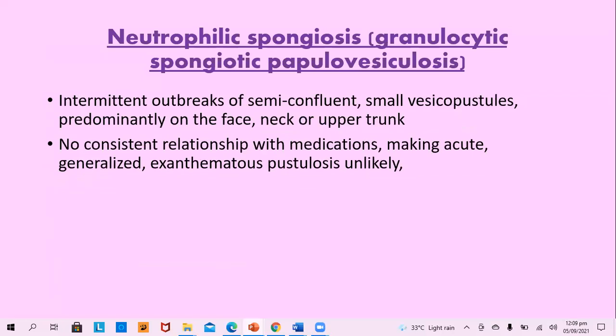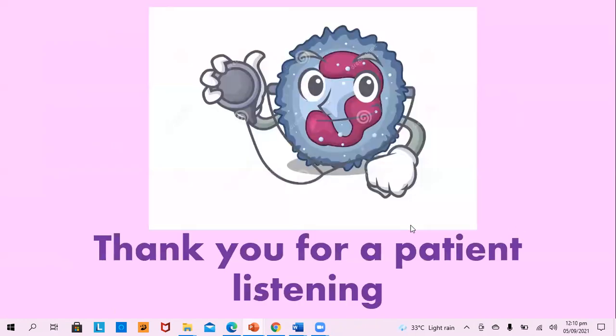Neutrophilic spongiosis or granulocytic spongiotic papillovesiculosis. There is an intermittent outbreak of semi-confluent small vesicopustules, predominantly on face, neck, and upper trunk, with no consistent relationship with medications, making acute generalized exanthematous pustulosis unlikely. So the lesions are similar to AGEP, but they are not associated with any drug intake and are mainly seen on face, neck, and upper trunk.